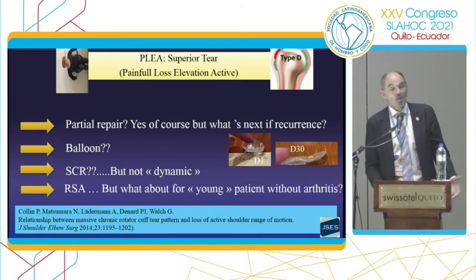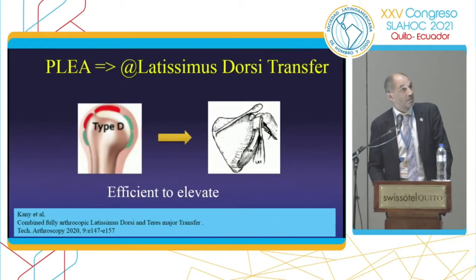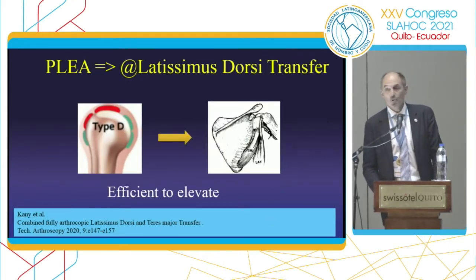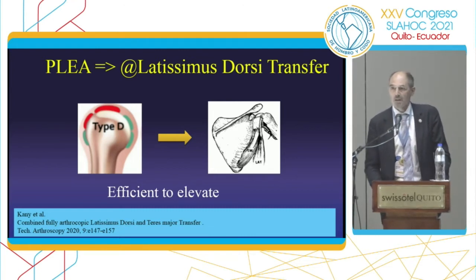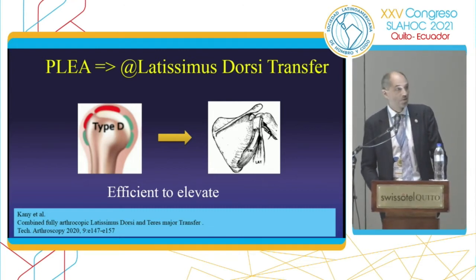The reverse, but of course, what happens if a patient is very young? So for that situation, look at the type D of Philip Collins, supra and infra, two tendons. The best transfer for me is the lat dorsi, and now I will show you, I propose the double combined transfer, lat dorsi plus teres major transfer.